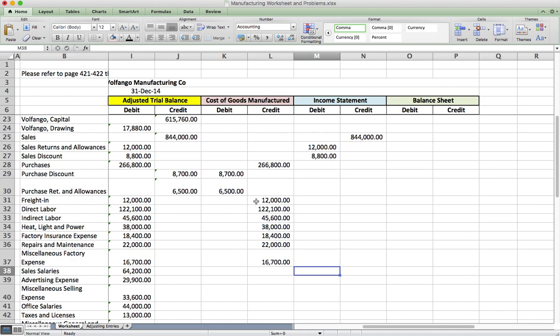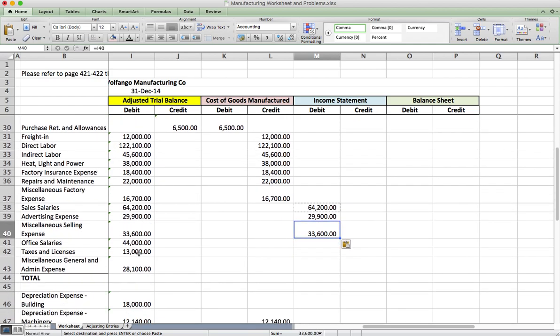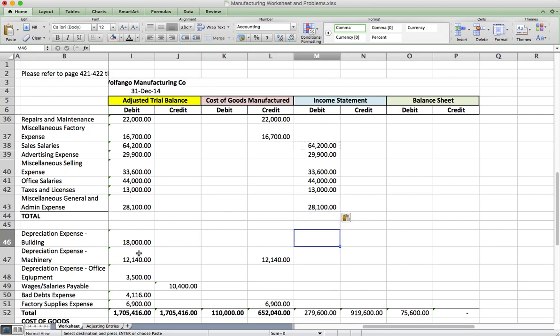Anong matitira? Yung general administrative expenses and selling expenses. Sales salaries. And then advertising expense. Miscellaneous expense. Office salaries. Taxes and licenses. Miscellaneous general administrative expenses. Depreciation expense building. Depreciation expense equipment. Wag na yung machinery kasi kinlose na natin yan. And then, bad debts expense. Wala na rin si factory supplies.